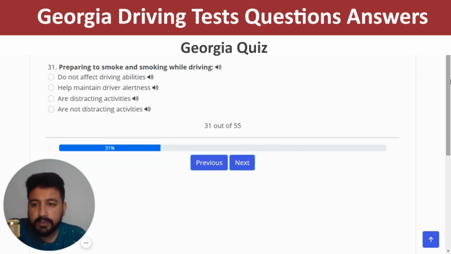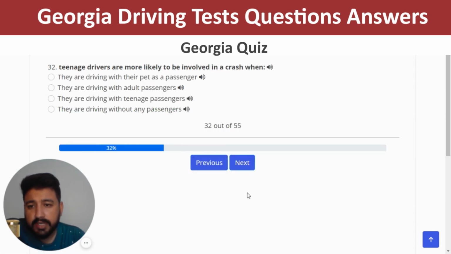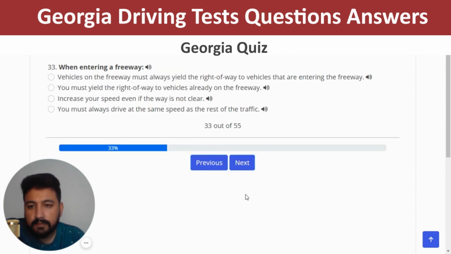Next. The 31st question is preparing to smoke and smoking while driving are distracting activities. So let's click on the third one. Next. Teenage drivers are more likely to be involved in a crash when they are driving with teenage passengers. So it seems like the third option is the right one. And next. When entering a freeway, you can select the second option, which is you must yield the right of way to vehicles already on the freeway.